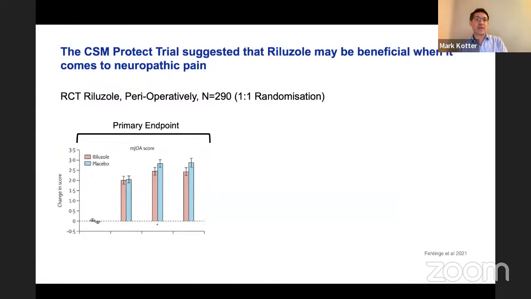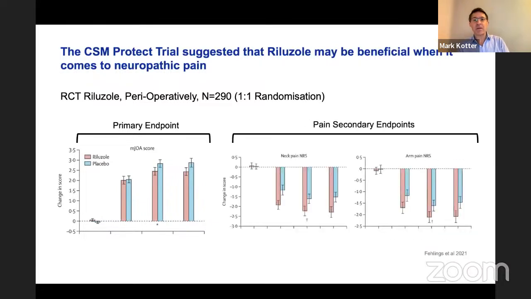unfortunately, is that the primary endpoint, which was the MJOA score, was not met. So riluzole did not have an effect on function. However, when you look a little bit deeper, it does seem that there has been some treatment effect on pain, particularly neck pain. However, the study wasn't powered to identify this.